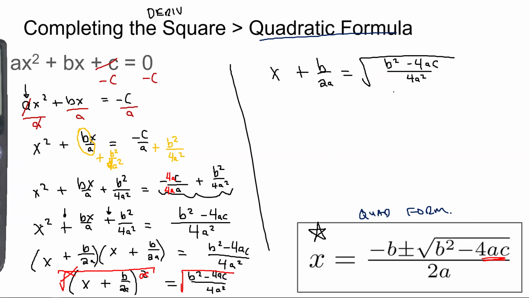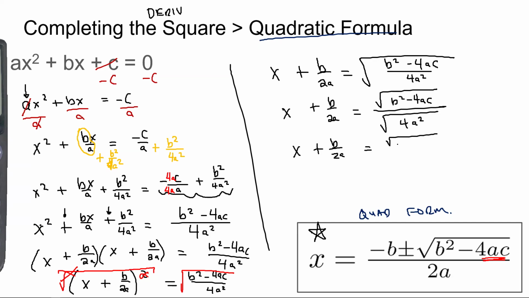Wonder what I could do with that. Well, if I go ahead on the left and take the square root of all this stuff, at least the bottom, all right? Here's an x plus b over 2a, nothing changed. This would be the square root of b squared minus 4ac over the square root of 4a squared. The square root of 4a squared is just 2a. Like that.